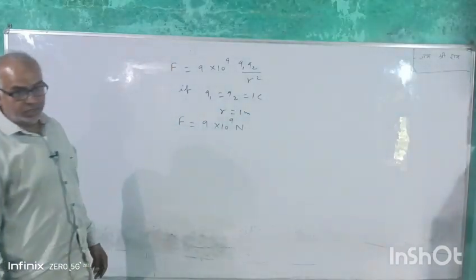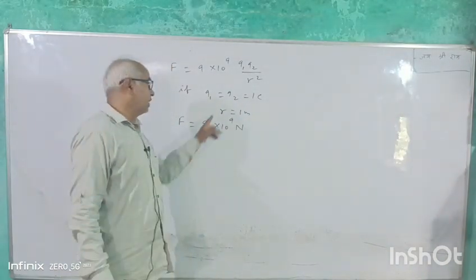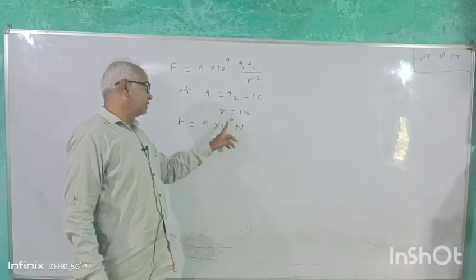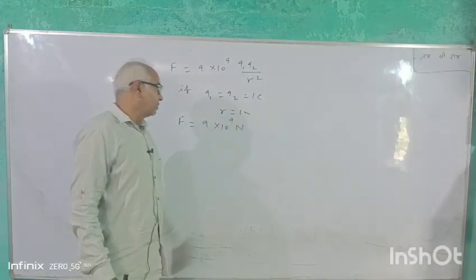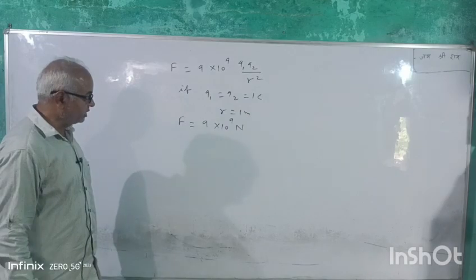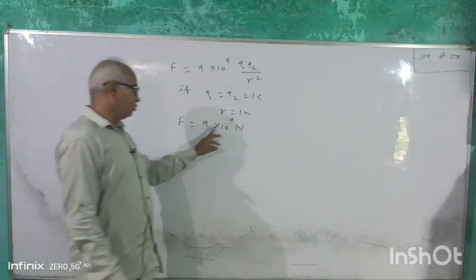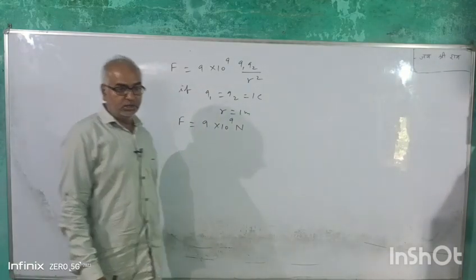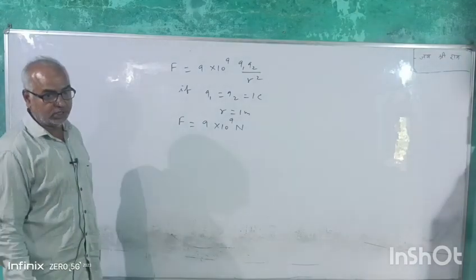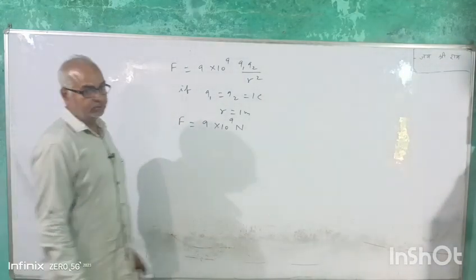Therefore, if we have two similar charges kept at a distance of 1 meter apart and the repulsion force acting between them is 9 into 10 to power 9 Newton, then each charge is said to be unit charge.